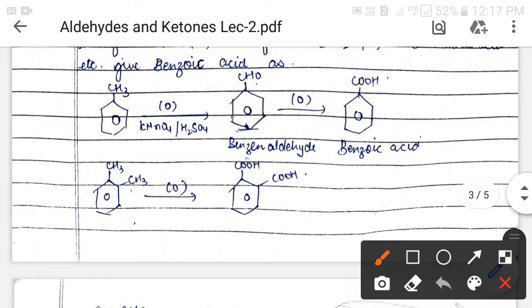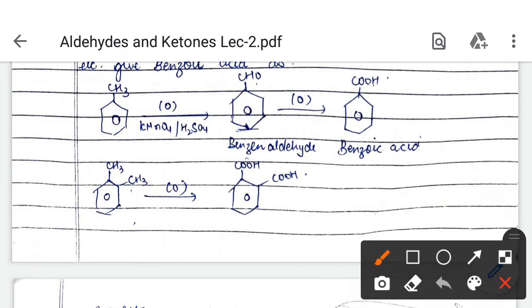And similar is the next example, in which if two methyl groups are attached to a benzene ring, then both the groups are oxidized to carboxylic groups. So this is important. If one alkyl group is present, it will be oxidized. If two are present, then both will be oxidized. If three are present, then all three will be oxidized to carboxylic groups. And if a higher group is attached, suppose instead of a methyl group we have an ethyl group, then it will also be oxidized to a carboxylic group of one carbon only.